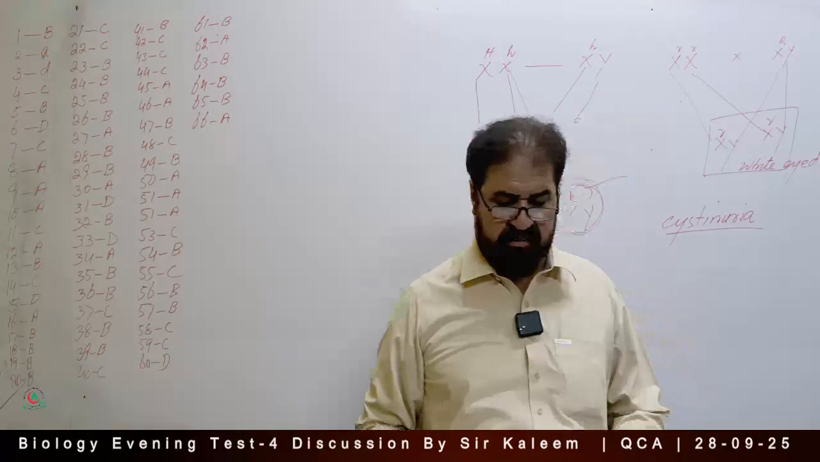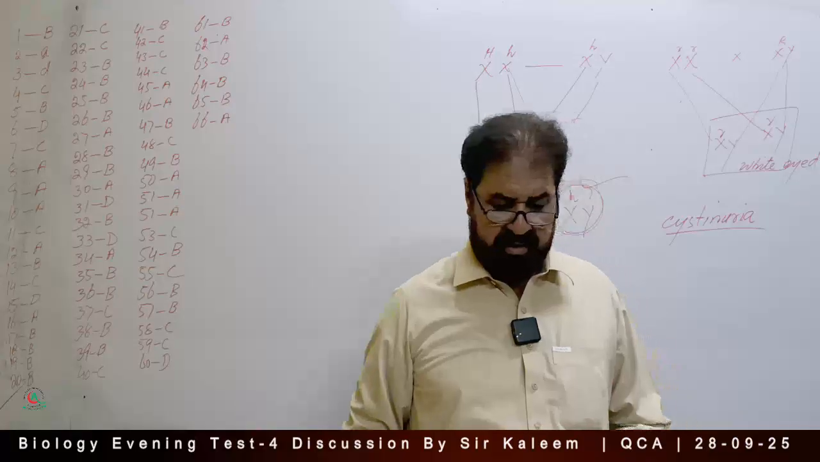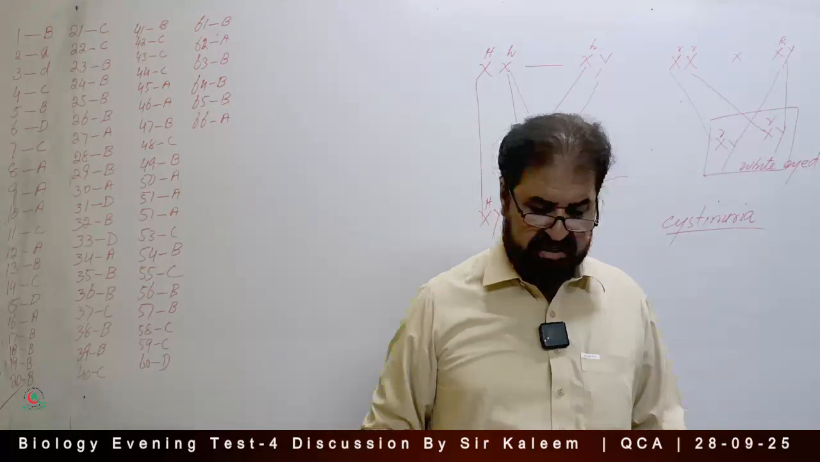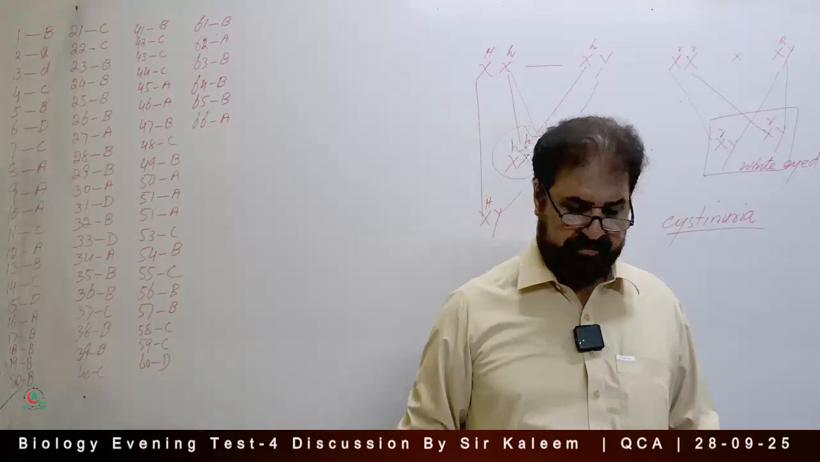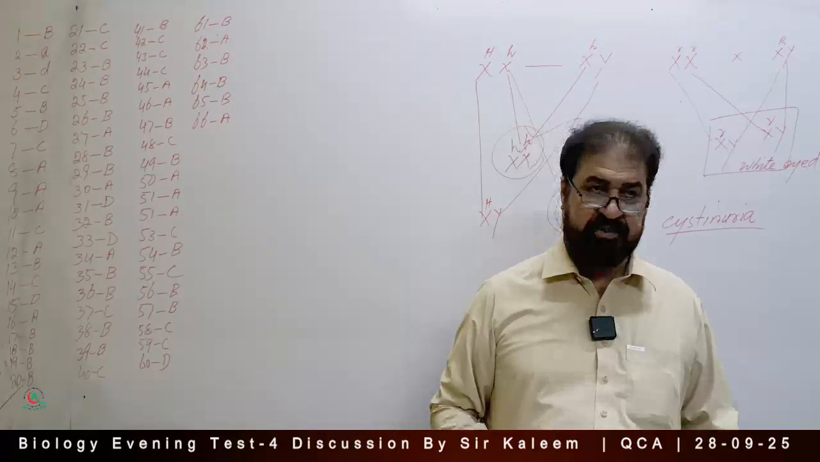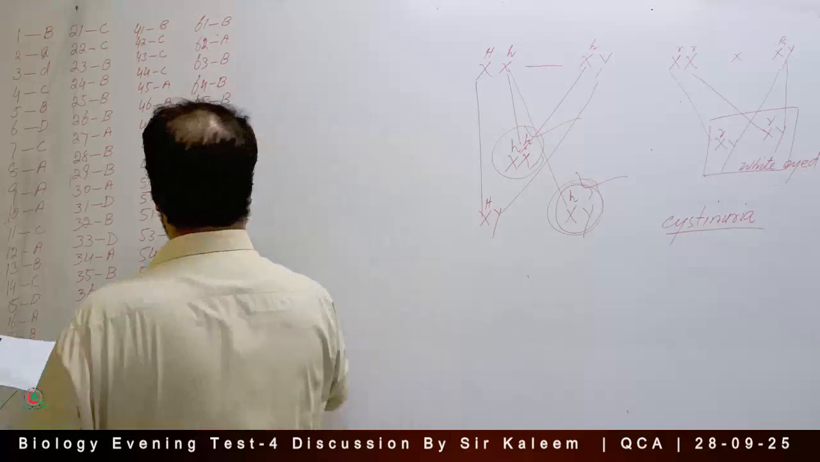Question number 67. The ureter connects kidney to urethra, bladder to outside, kidney to liver, or kidneys to bladder. Ureters are found between the kidney and the urinary bladder. So option first is correct.